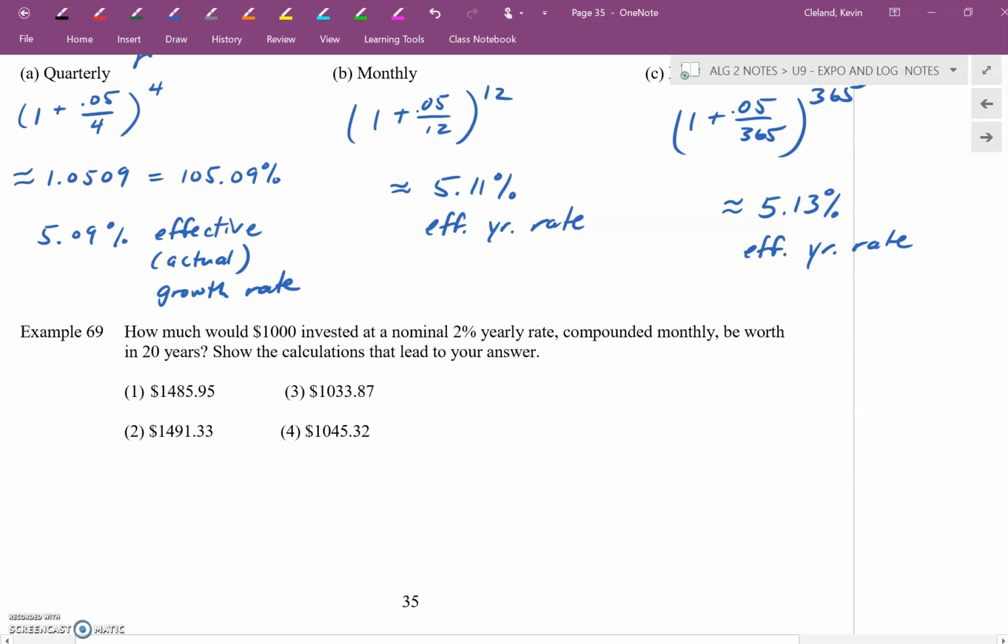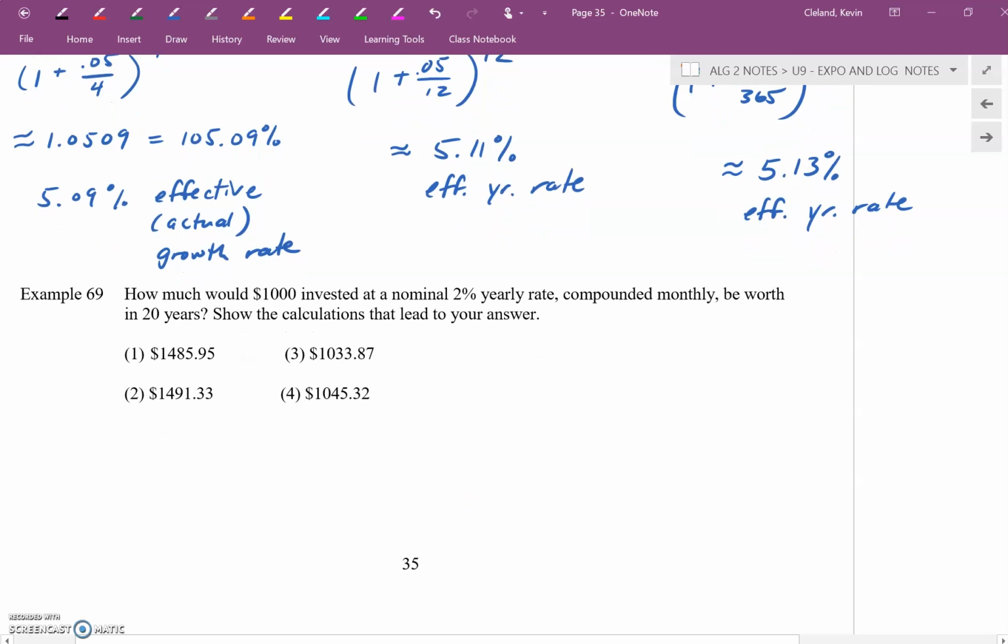Moving on to example 69. Okay, what do we got? $1,000, nominal 2% yearly rate, compounded monthly. We're just plugging all this into the formula. So we've got $1,000. Our rate is 2%. Compounded monthly, 12 months in a year, to the 12 months times 20 years. In other words, it's going to be compounded 240 times. And punch that in as well. That's in that Desmos file that you can take a look at if you like to see exactly how I typed that in, but it should look pretty similar at this point. I got choice 2.